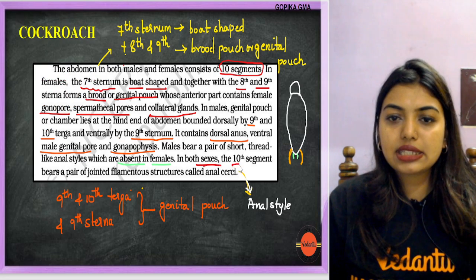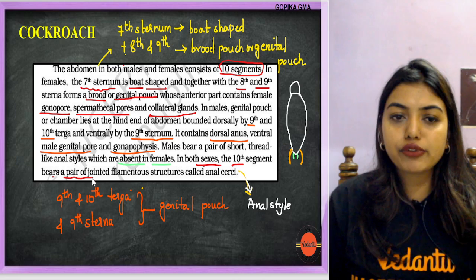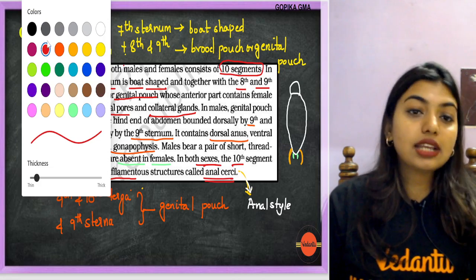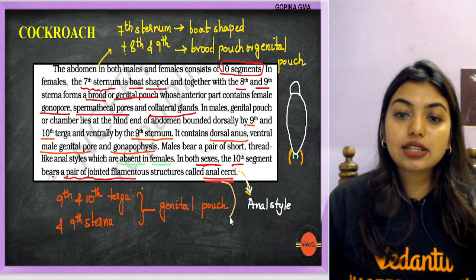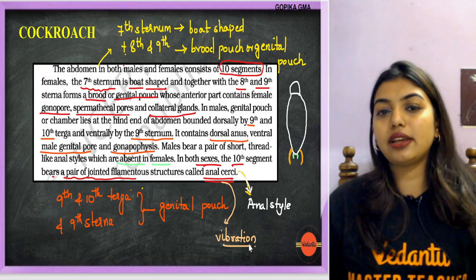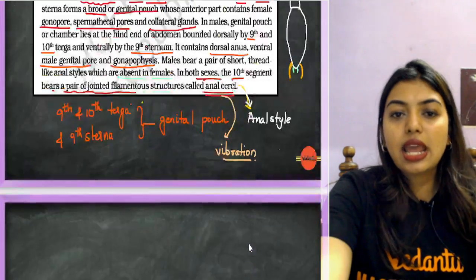In both sexes, the 10th segment bears a pair of jointed filamentous structures called the anal cirri. Now I told you, anal cirri are not just present there. Anal cirri are going to collect the vibrations. That means the sound vibrations will be sensed by the anal cirri.